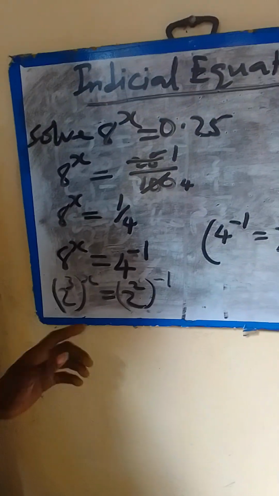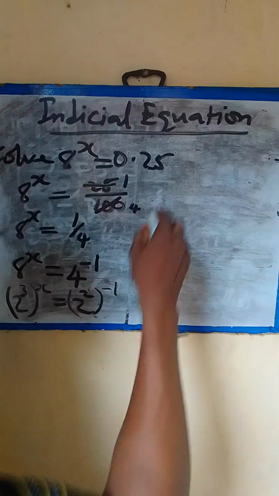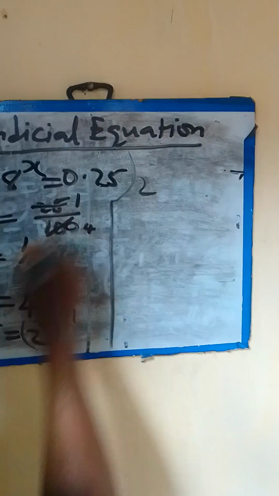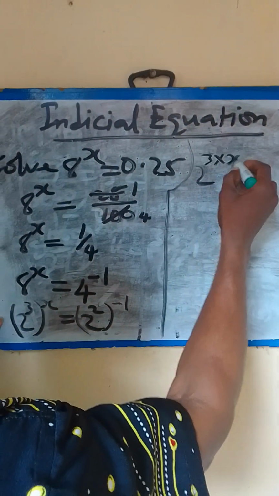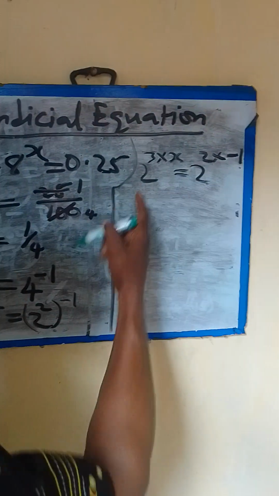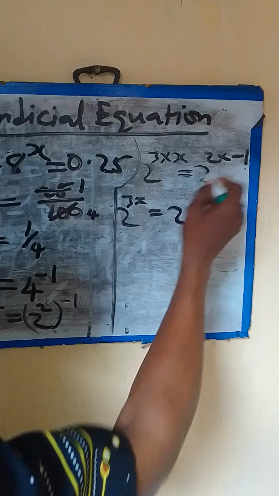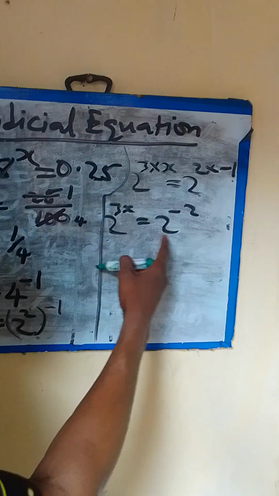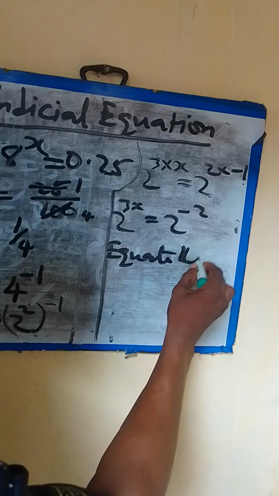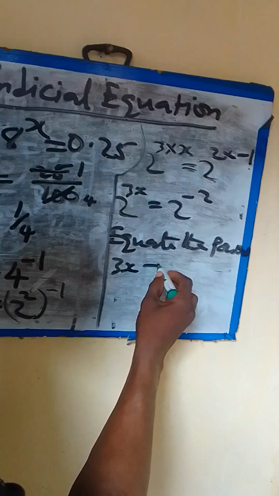So you can see what we have done here. And this is the same thing as saying 3 times x is equal to 2 times minus 1. So 3 times x is 3x, is equal to 2 times minus 1, which is minus 2. So now you can see that the bases are the same. You now equate the powers. When you equate the powers, it becomes 3x is equal to minus 2.